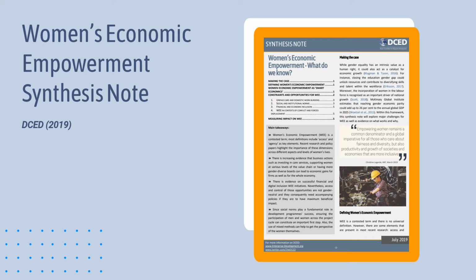Firstly, in the short read section, we have the popular Women's Economic Empowerment Synthesis Note from 2019, produced by the DCED. It is 6 pages long and summarises the concept. The key takeaway points from the synthesis note are that most definitions include access and agency, and that PSD initiatives should address structural barriers to these in order to be effective.